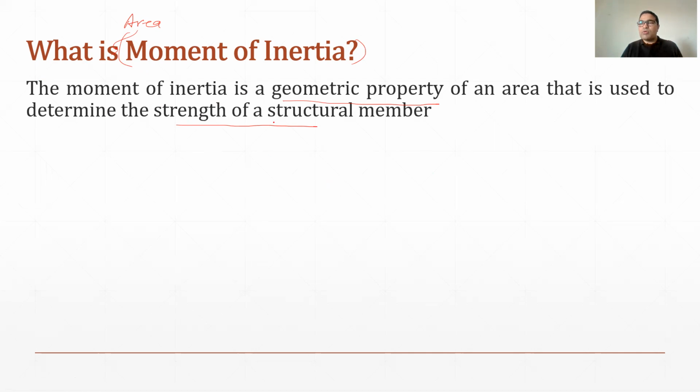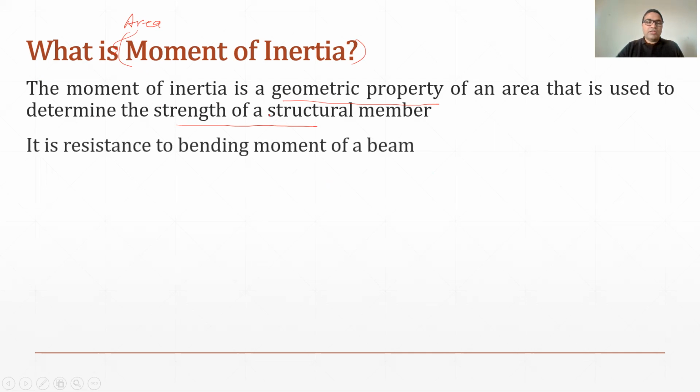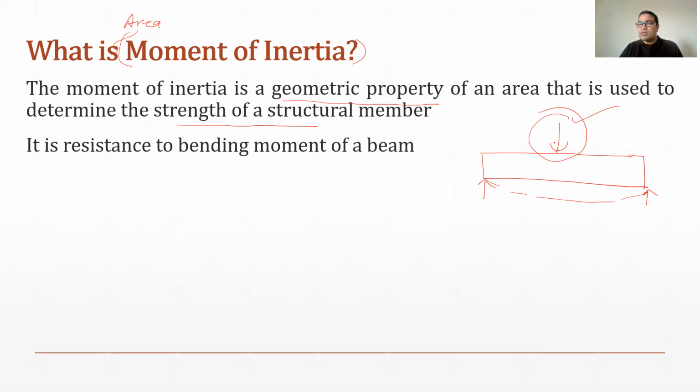So as I said, how much effort is required to rotate or to bend a body about a particular axis, that is the moment of inertia. Or in other way, if I want to rotate a beam, say for example, this is a beam. Now, if I apply force vertically on this beam, it will bend. It will offer a resistance. So this resistance against the bending or the rotation because of this force is again a moment of inertia.